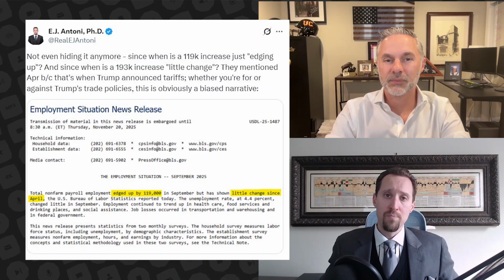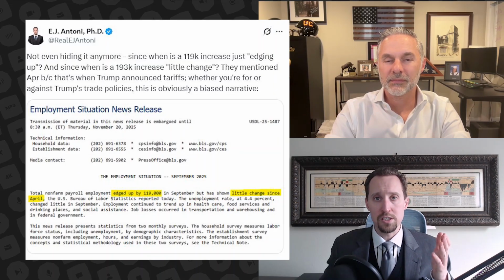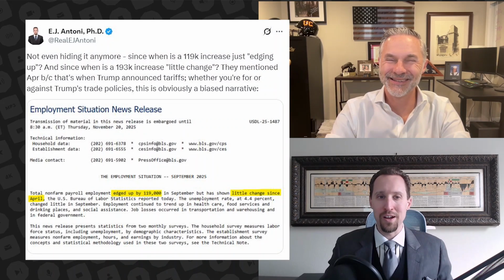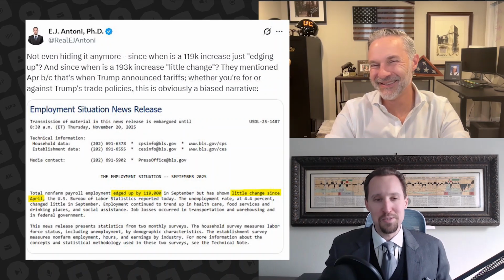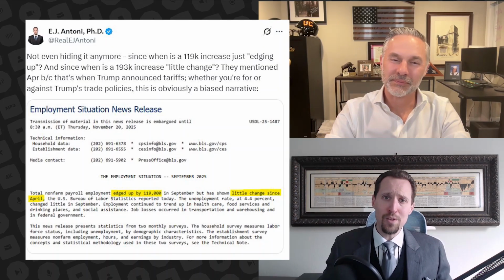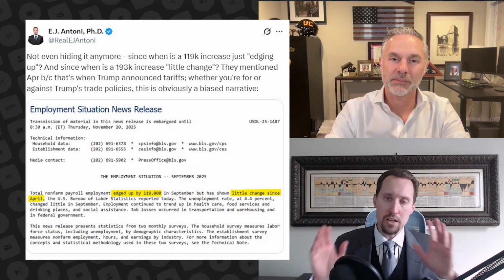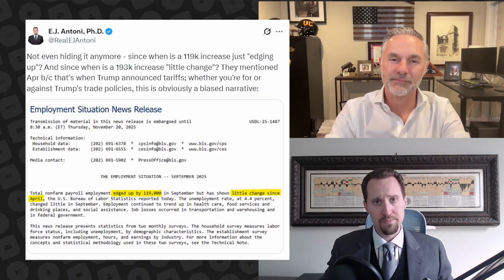Yeah. Again, it's amazing how we phrase these things. We're just edging up by 119,000 jobs, right? Oh, it's little changed. It's basically flat. It's a 193,000 increase. Give me a break. Yeah, this is the kind of blatant bias you can call the deep state, you can call it the establishment, whatever you want, but this is the kind of garbage that we're fighting against.